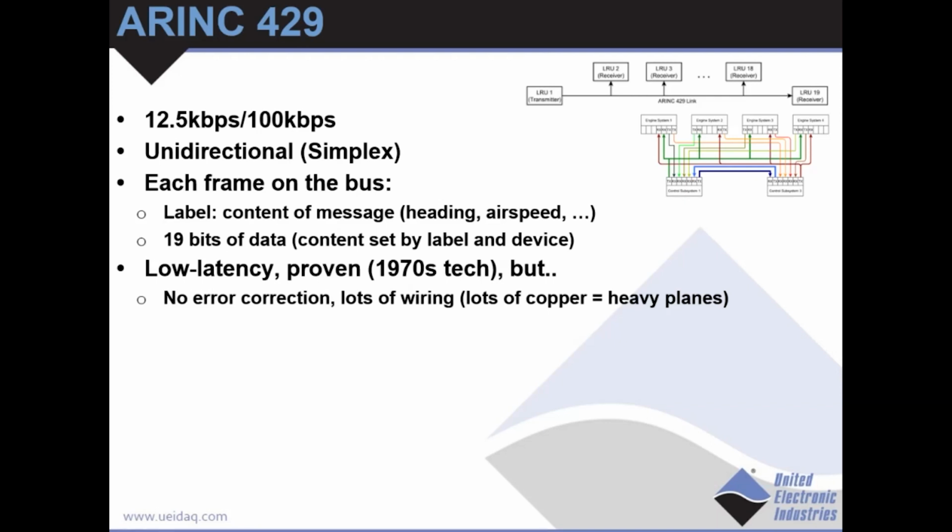It's a low latency protocol and it's proven. But with that low latency, you also have things like no error correction, and you have lots of wiring for that unidirectional bus. When you have lots of wiring, you're going to have lots of copper and heavier planes. So you'll see nowadays a mix of ARINC 429 with MIL-STD-1553 and ARINC 664, which is AFDX, avionics full duplex switched Ethernet.